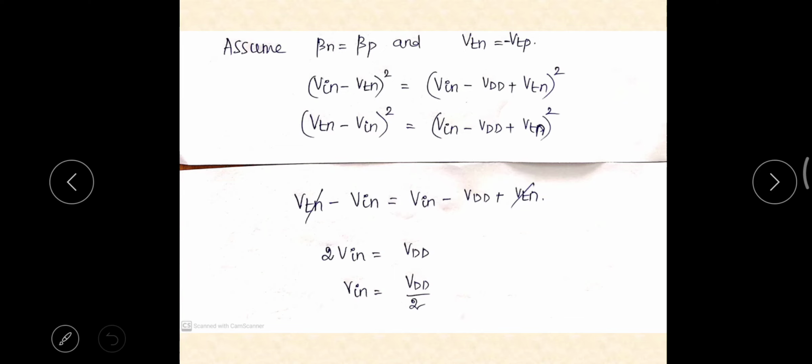So what does the expression say? It says your region C occurs at the middle of your voltage. So your input voltage is VDD by 2. Only at this point your curve starts to transition from high voltage to low voltage. There is a sharp transition at VDD by 2.